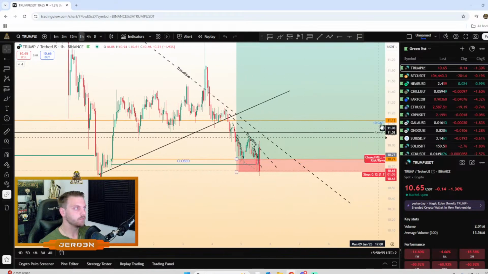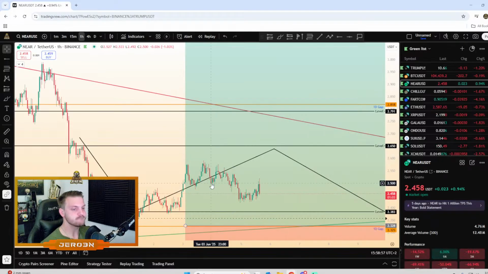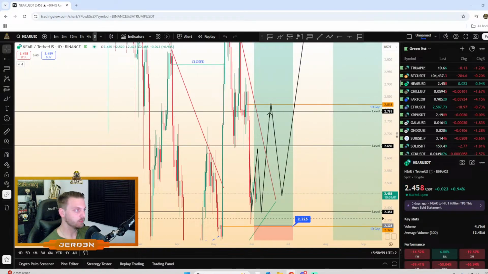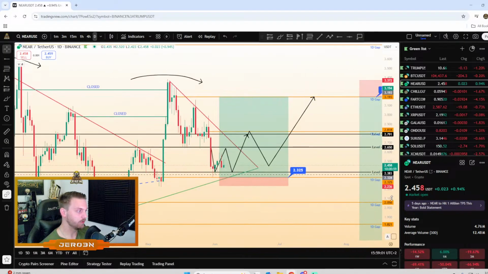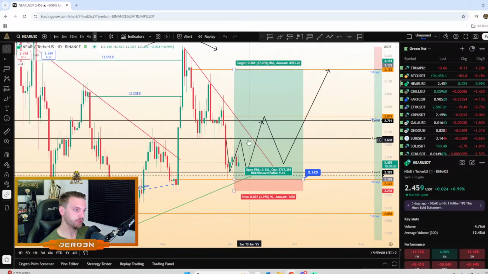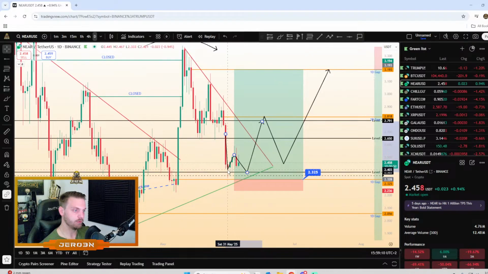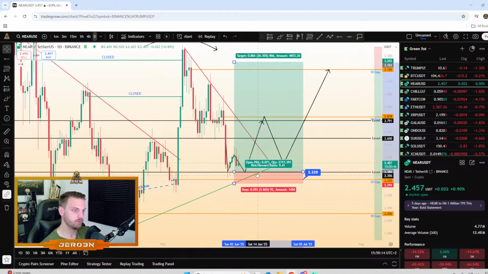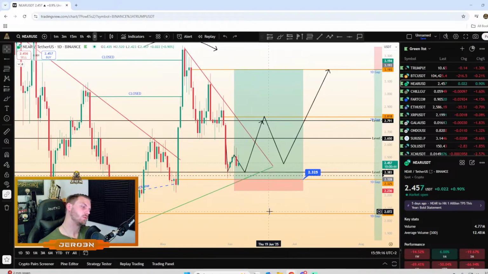Yeah, fuck Trump. How are we doing on the other altcoins that I was talking about? Okay, give me that double bottom here. I got my alarm set for this one.